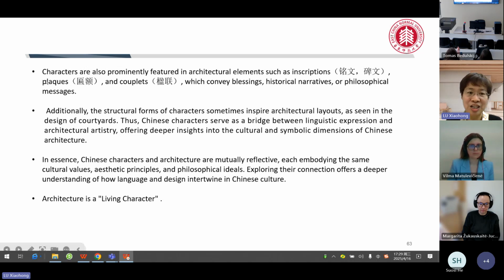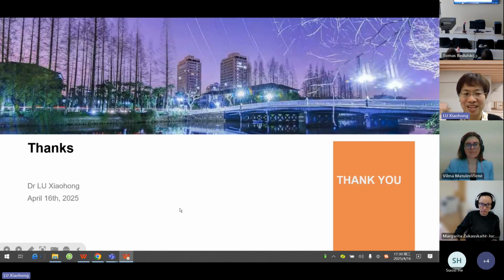And in architecture, we also have inscriptions, like plaques and couplets. These add Chinese characters to the building, so that it combines character and structure. So we say architecture is a living character. Architecture is a living character.